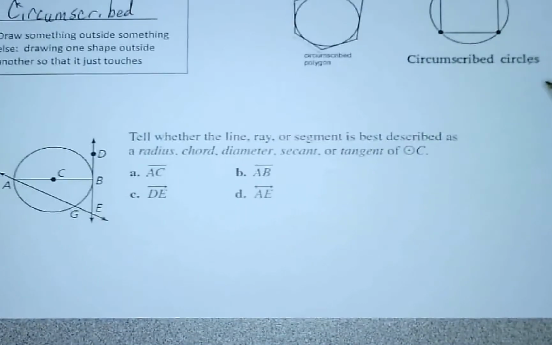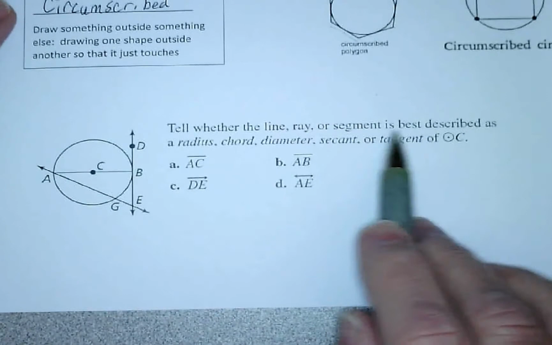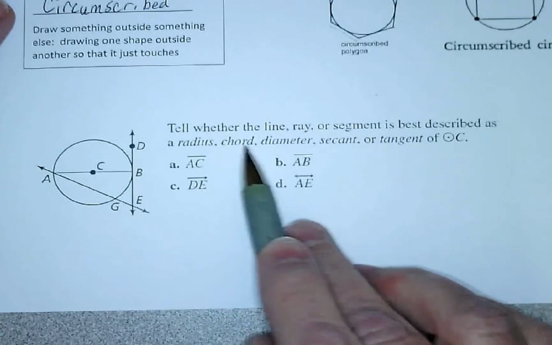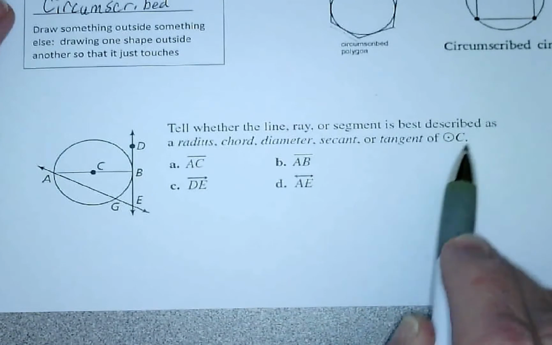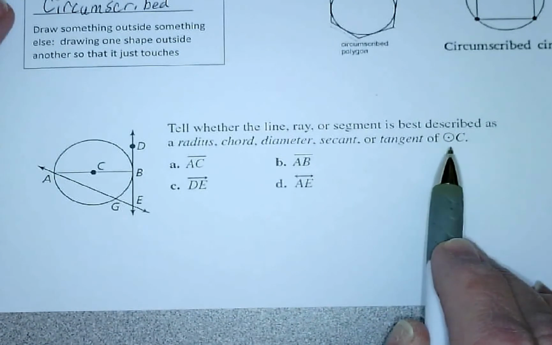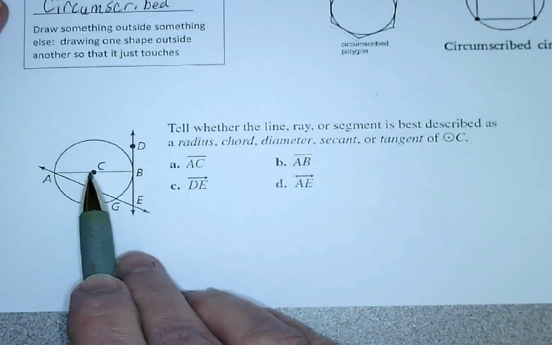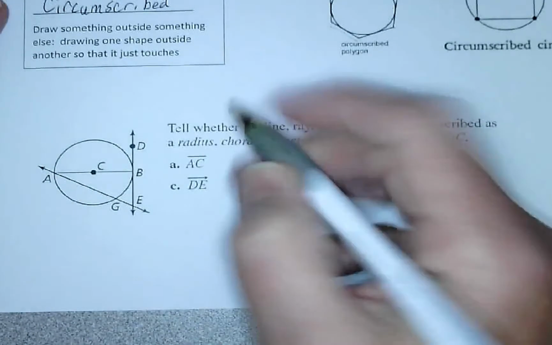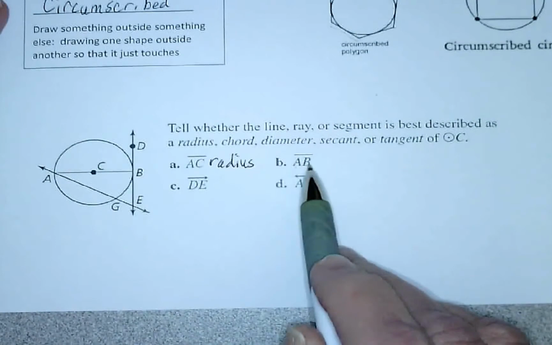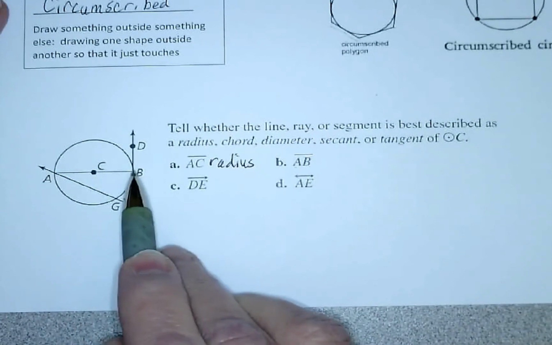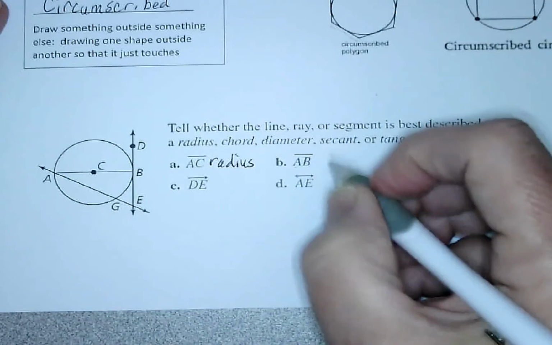All right, let's take a look at this picture and review just a little bit. They want me to best describe each as a radius, a chord, diameter, secant, or a tangent of circle C. When we name a circle, we do it by its center. So AC, going from the center to a point on the circle, is called the radius. Segment AB is a chord, because both endpoints are on the circle. A chord that goes through the center is called the diameter.